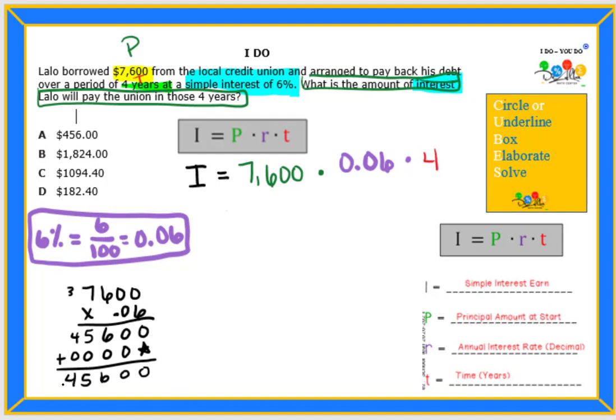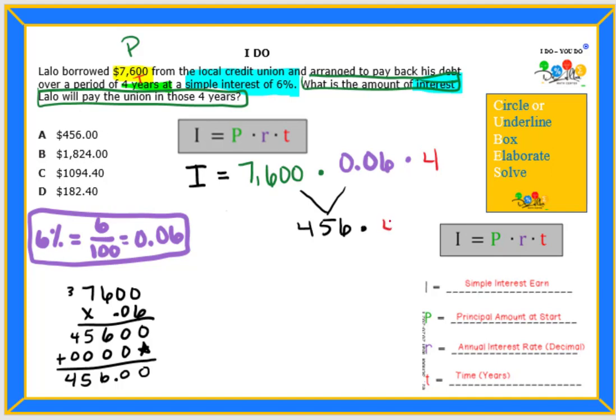Now what we're going to do is count our 2 decimal places. Here we have 1, 2 decimal places, and that's the only factor that has decimal places. So my product must also have 2 decimal places. When I do that, I get 2 zeros that are insignificant at the end. So I can just transfer this, and it becomes 456. And then we still have to multiply by our years, which is 4.